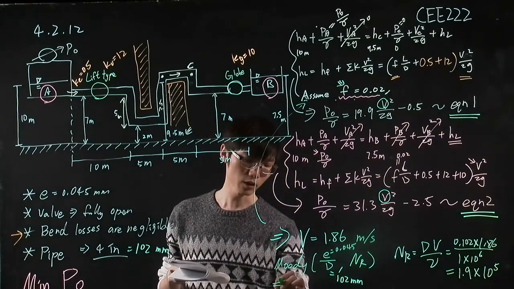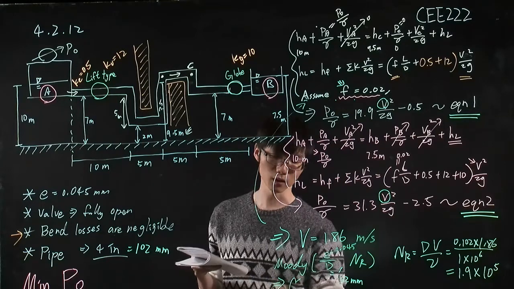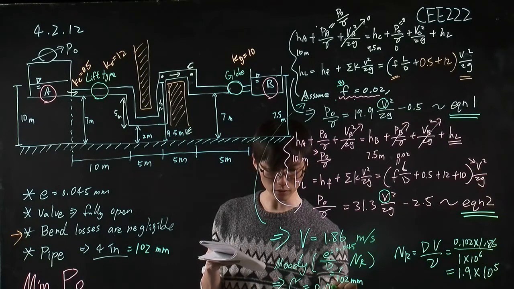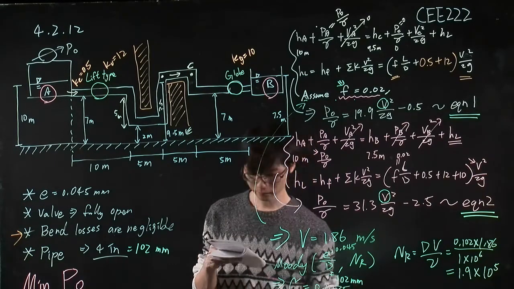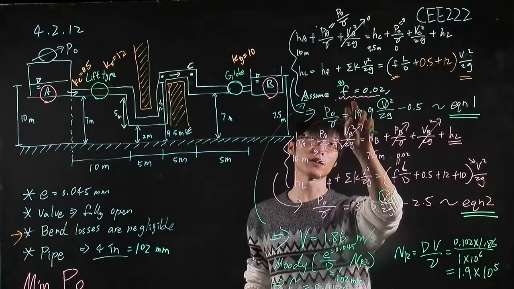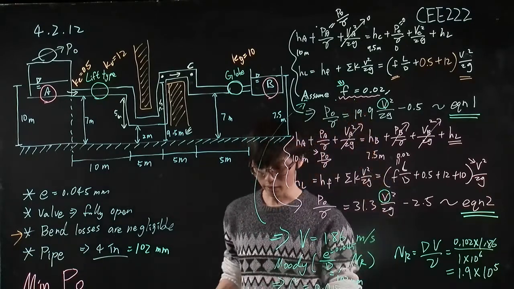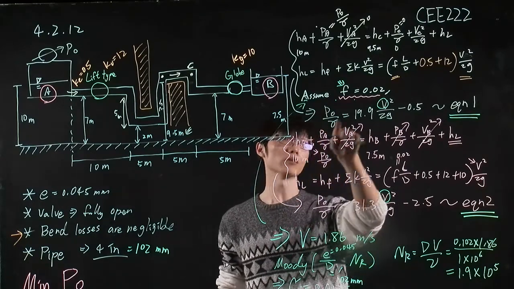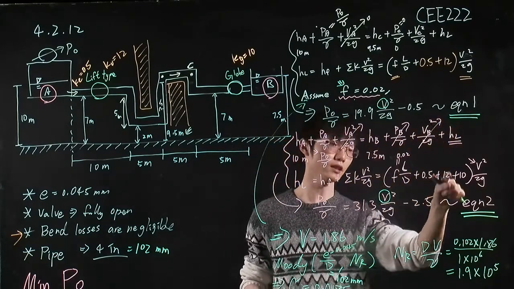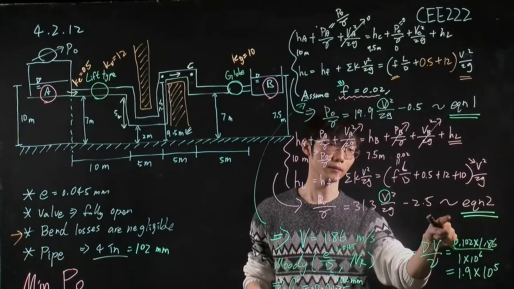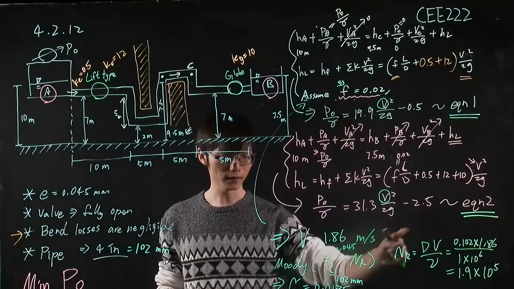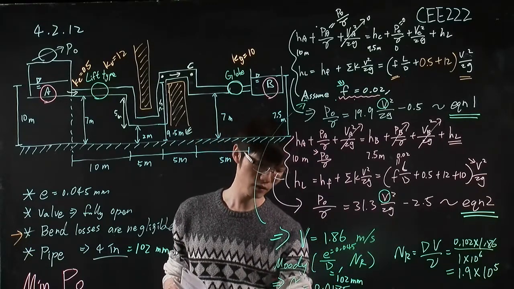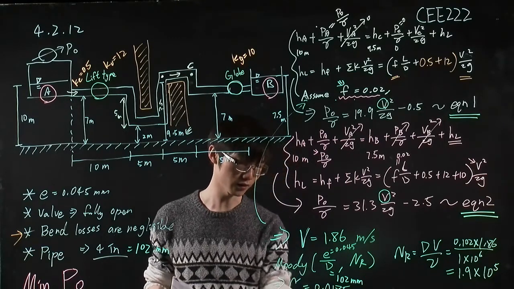So by using the Moody diagram, we will find the F plane equal to 0.0185. Okay, so it's actually different from our assumption. So in the next round, we use this F plane to calculate equation 1 and equation 2, and then you will get a new V.